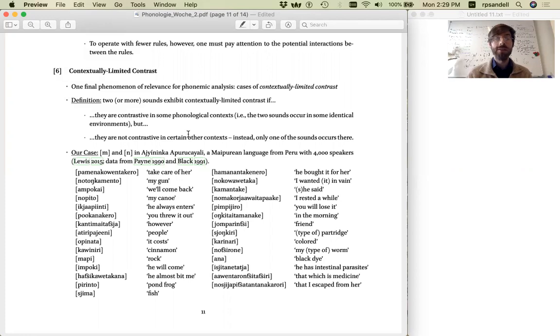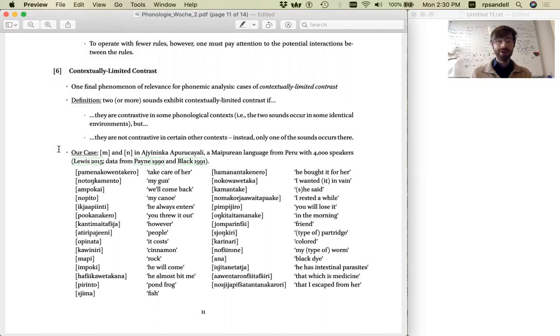But when we find that the sounds are actually not contrastive in some other contexts, namely only one of the sounds or maybe even some other sound altogether occurs in those contexts. If you have some other sound altogether, that would be an instance in which we have some phonological process applying to both of those underlyingly contrastive sounds and transforming them into some third sound under other conditions.